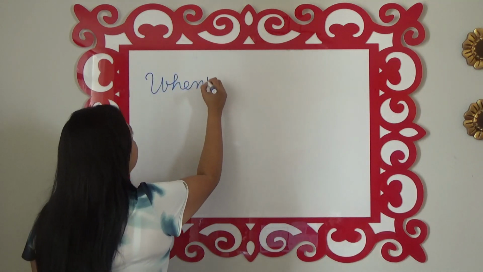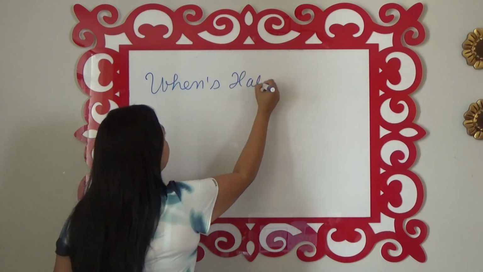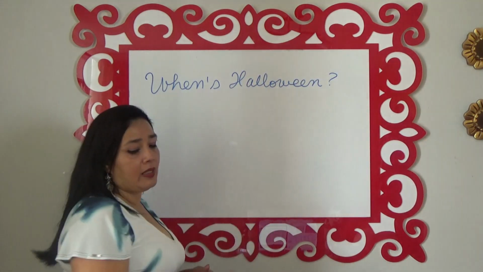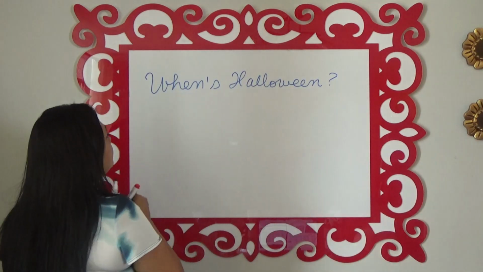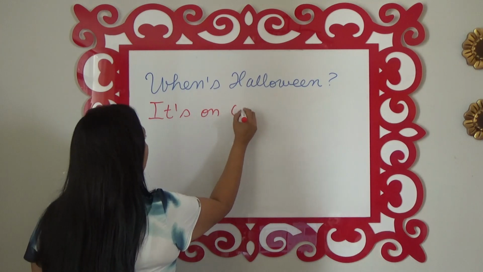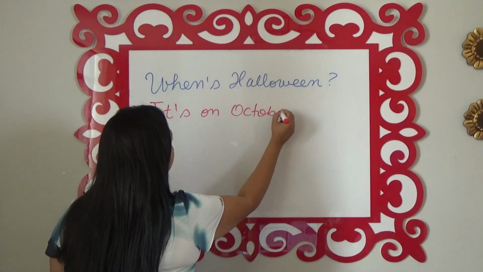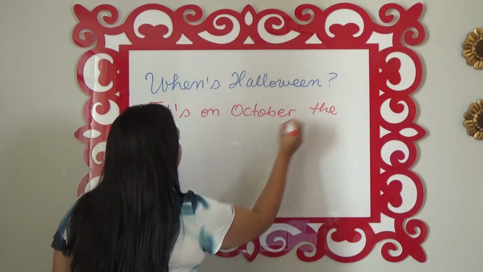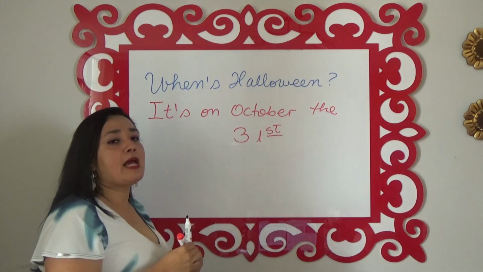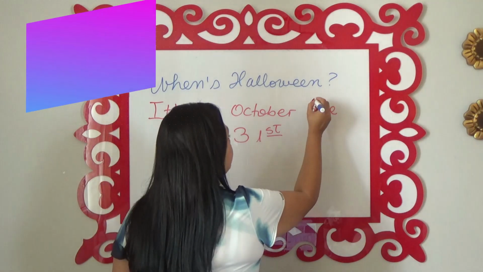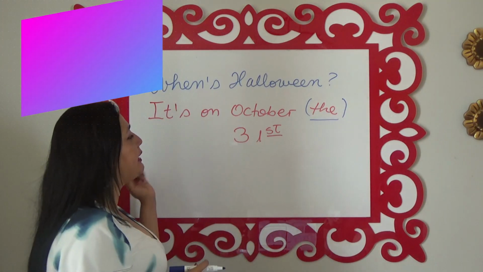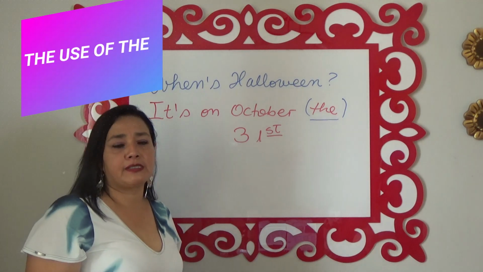So, when we are going to talk about dates, for example, if I say, when's Halloween? You can say, it's on October the 31st. Alright? Now, remember that this part is optional, right? You can say it's on October 31st.